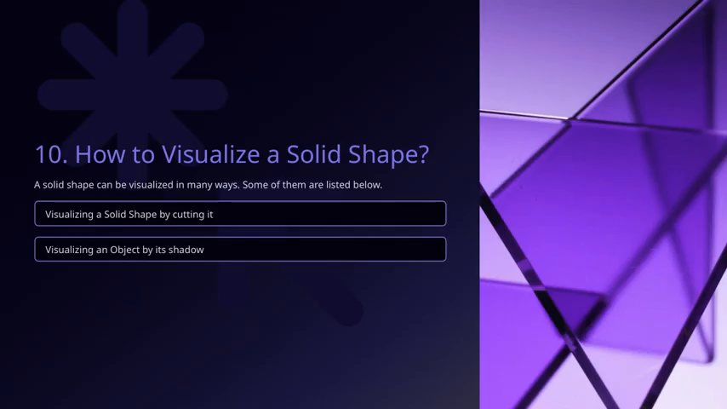Another common method is visualizing the shape by its shadow. Shadows can reveal the outline and depth of a solid object, especially when viewed from different angles. These methods are important because they help us grasp complex shapes more intuitively, and they tie into the larger theme of understanding and representing 3-dimensional objects in a more accessible way. So, whether through cuts or shadows, these visualization techniques are key tools in our geometric toolkit.